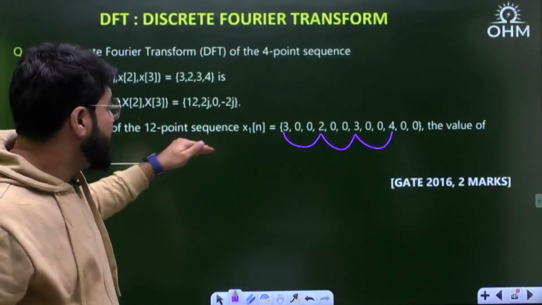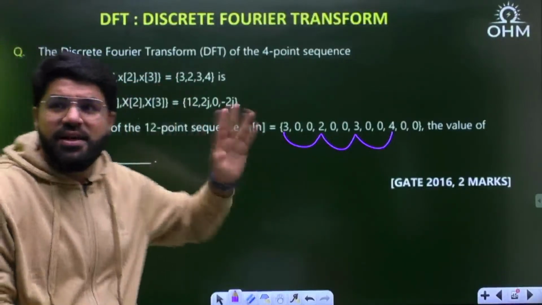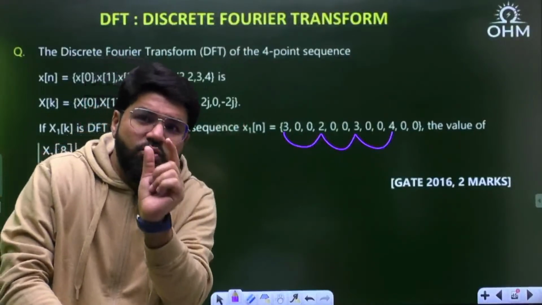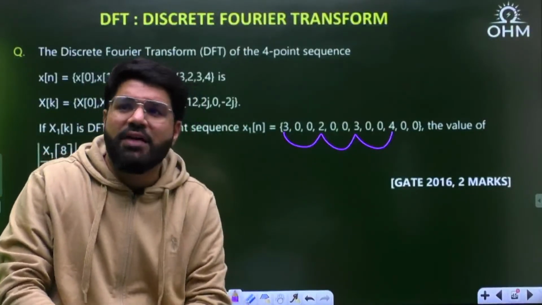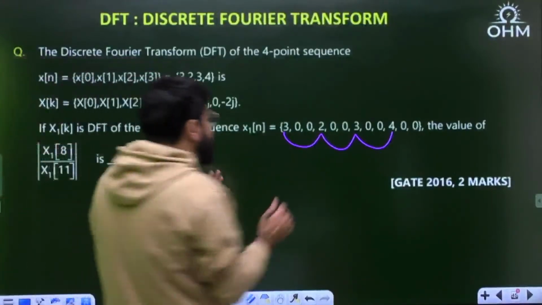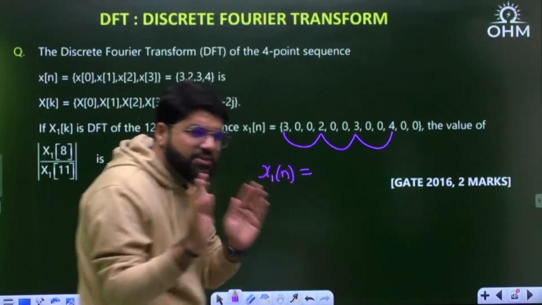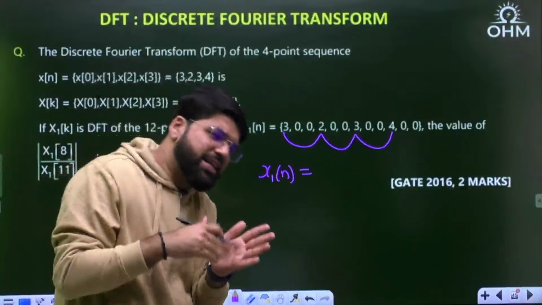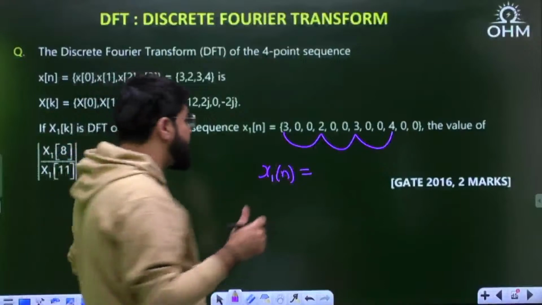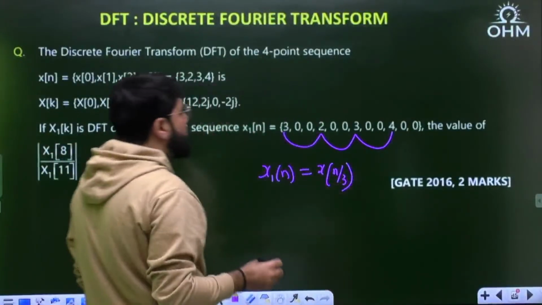So x1(n), if you talk about the non-zero values, they are the same as in the signal x(n), that is 3, 2, 3, 4. Only between every two consecutive values, twice zeros have come. And that comes when you expand the DT signal. Expand by how much? I am assuming you know the basics of signals. Whether it is CT or DT, you should know the compression and expansion of a signal. This is expansion of a signal 3 times. x1(n) is nothing but x of n by 3.